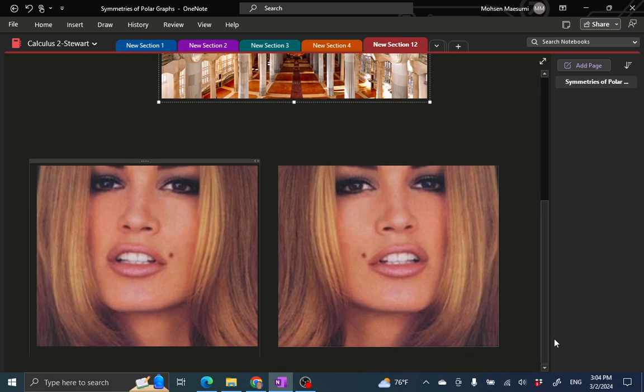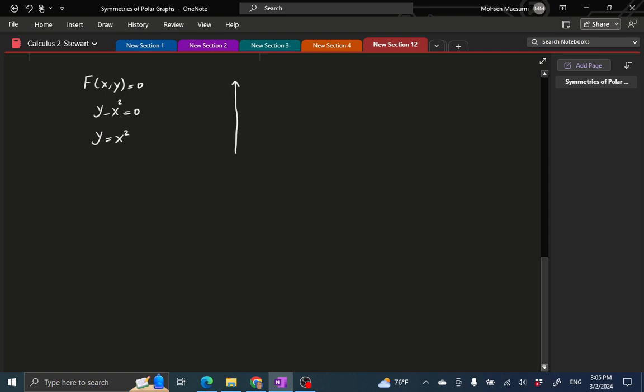So how did we look at this issue in pre-calculus? We would be given an equation that involves x and y in it. So for example, you will have some function of x and y equal to 0. For example, y minus x squared equal to 0, which is more familiar to you as y equals x squared. And then you ask yourself, if I graph this, would it have symmetry? Well, what do you mean by symmetry?